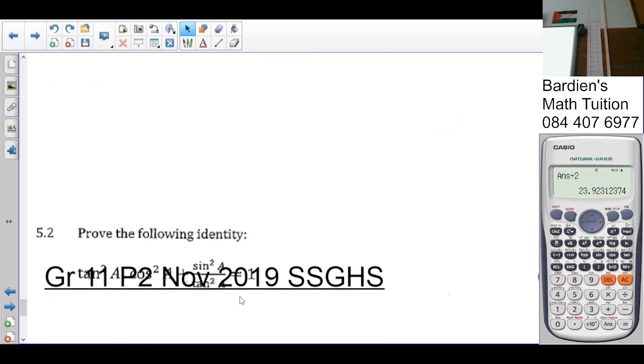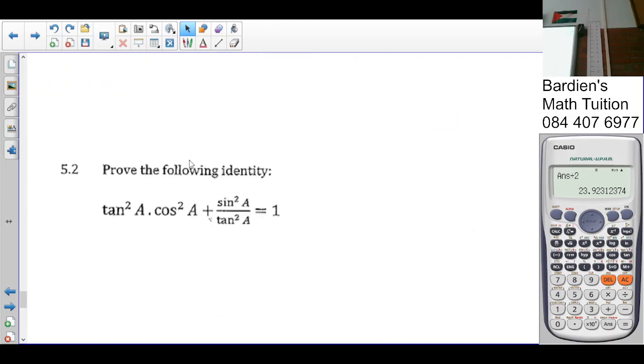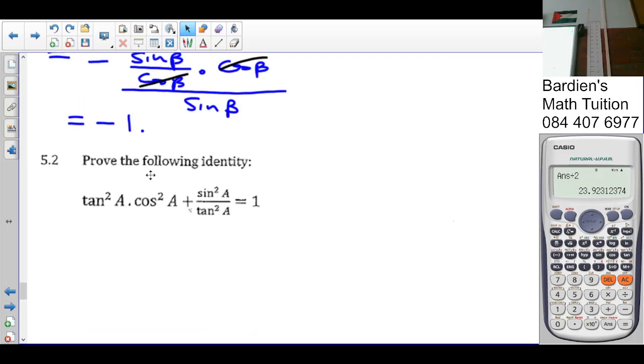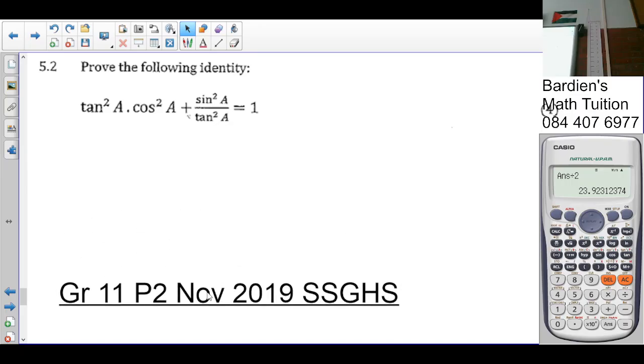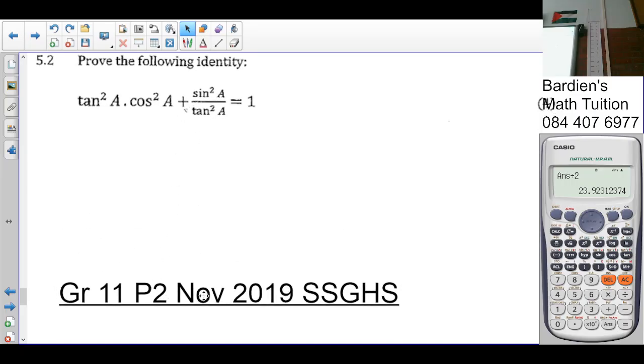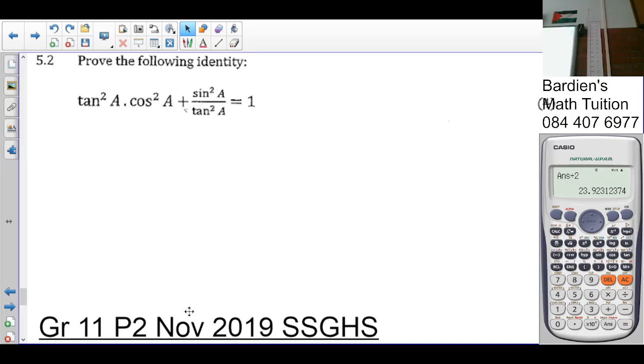Alright, 5.2. It says prove the identity. This is a left and right hand side story. As you can see here, the left hand side is more complex. I know there's people that can make the right hand side look equal to the left hand side. Yes, we know of those guys. But okay, that's how it goes.